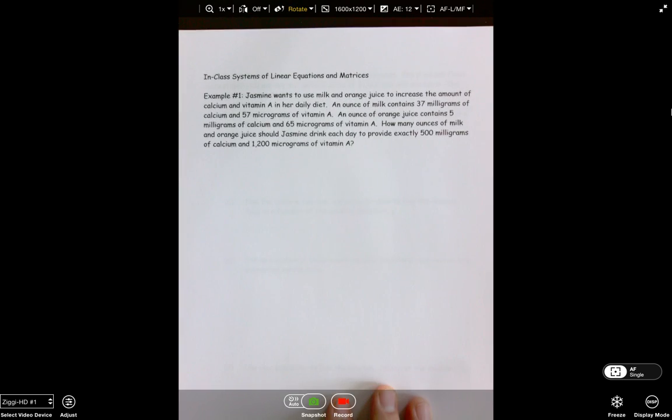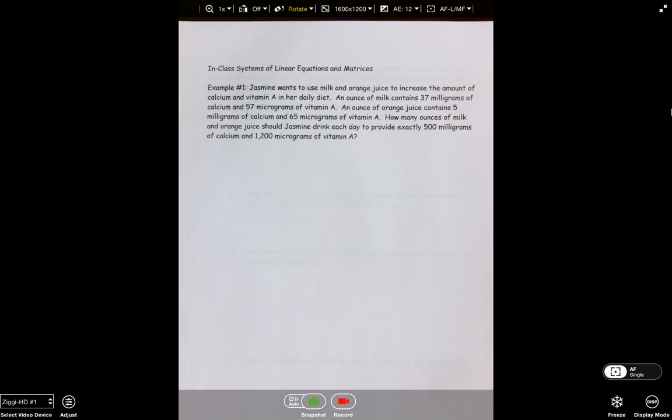I'll show you that when it comes up. All right. So this Jasmine chick wants to use milk and orange juice to increase the amount of calcium and vitamin A in her daily diet. An ounce, 37 milligrams. How many ounces of milk and orange juice?